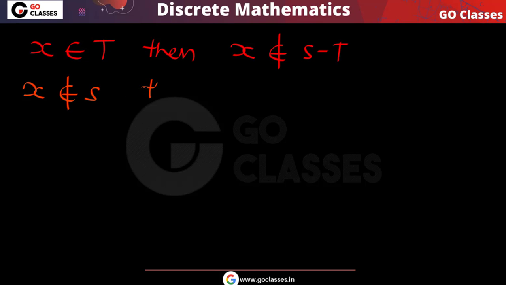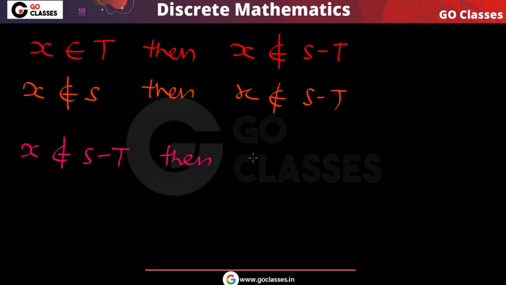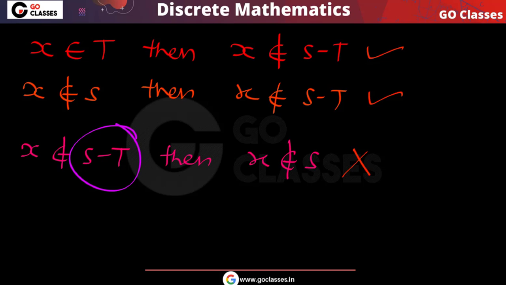If X does not belong to S, then also I can say that X does not belong to S minus T. But in the reverse direction, if X does not belong to S minus T, can I say that X does not belong to S? Is this statement correct? This statement is not correct. Why? Because if X does not belong to S minus T, maybe X belongs to T, maybe X belongs to S and also X belongs to T. Okay, so this is the idea.